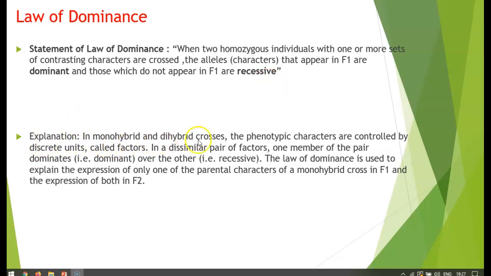In monohybrid and dihybrid crosses, the phenotypic characters are controlled by discrete units or factors. In a dissimilar pair of factors, one member of the pair dominates, that is, is dominant over the other, which becomes recessive. The law of dominance is used to explain the expression of only one of the parental characters of a monohybrid cross in F1 and the expression of both in F2.